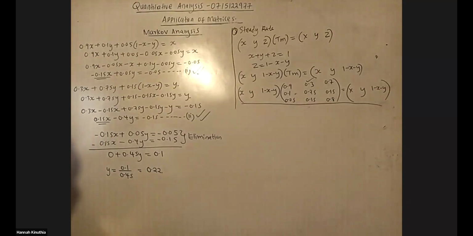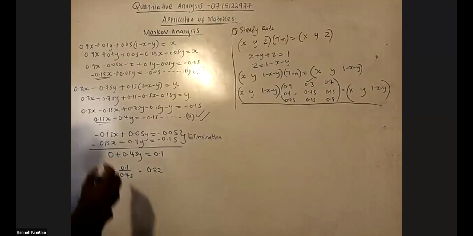So are you getting 0.22? 0.22. Which sitting was the question? Question 2, November 2018. So 0.22 is correct. Now we can find y.